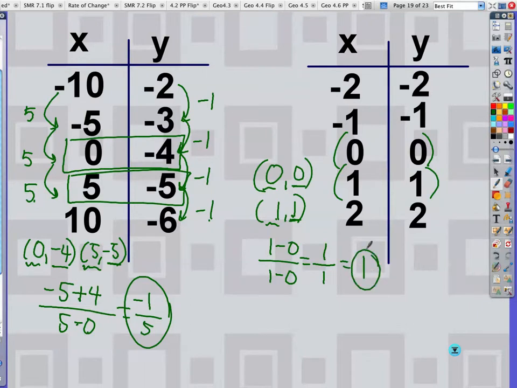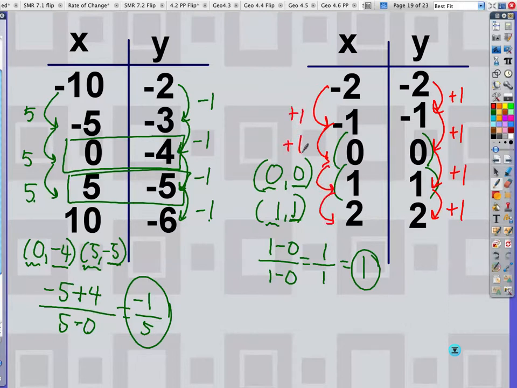Let me do my little quickie fling through here. So -2 to -1 means I add 1, I add 1, I add 1, I keep adding 1 on this side. If I go this direction, every time I move down the column, I'm adding 1. Once again, this only works if you have a table that's counting by equal increments. Otherwise, you have to go back to y2 minus y1 over x2 minus x1. But if I do change in y over change in x, I get 1 over 1, which gives me 1. Isn't that crazy how that works?